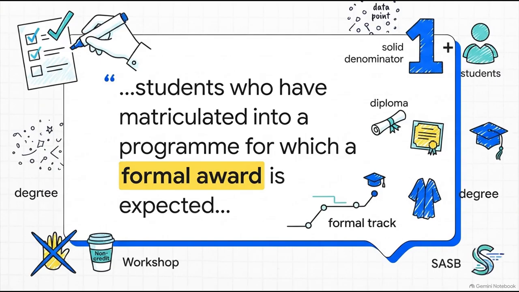But we have to be incredibly precise about what enrolled actually means here. The standard clearly states, quote, students enrolled is defined as those students who have matriculated into a program for which a degree, diploma, certificate, or other formal award is expected to be conferred. This is absolutely key. It means a school can't just artificially inflate their scale by counting someone who took a casual non-credit weekend workshop. They have to be on a formal track. And this strict definition ensures our denominator remains solid, consistent, and trustworthy.